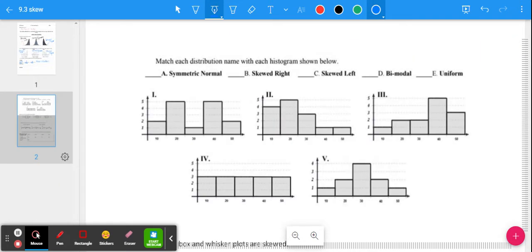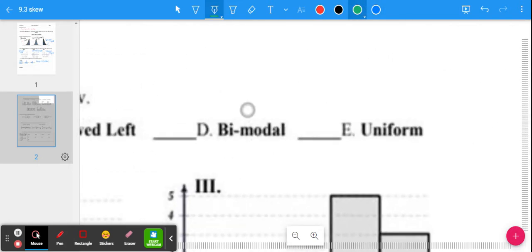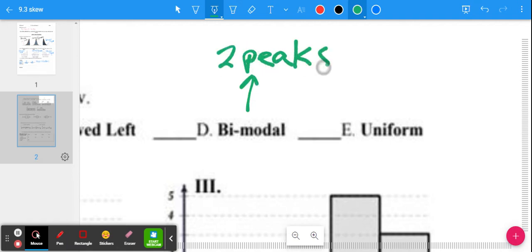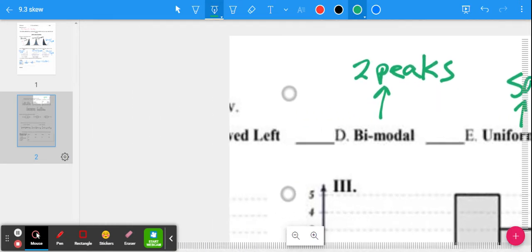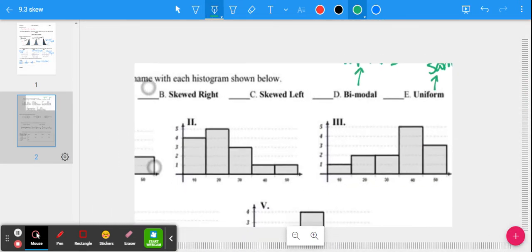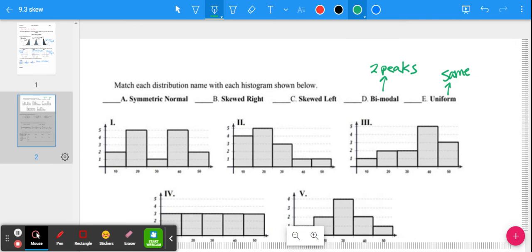So flipping on to the back, we have all of these. So we're looking at symmetric, which is normal, skewed right, skewed left, bimodal, and uniform. So bimodal, that prefix bi means 2. On bimodal, since this is a new vocabulary word, it means it has two peaks. Two peaks in your information. And uniform means they're all the same.